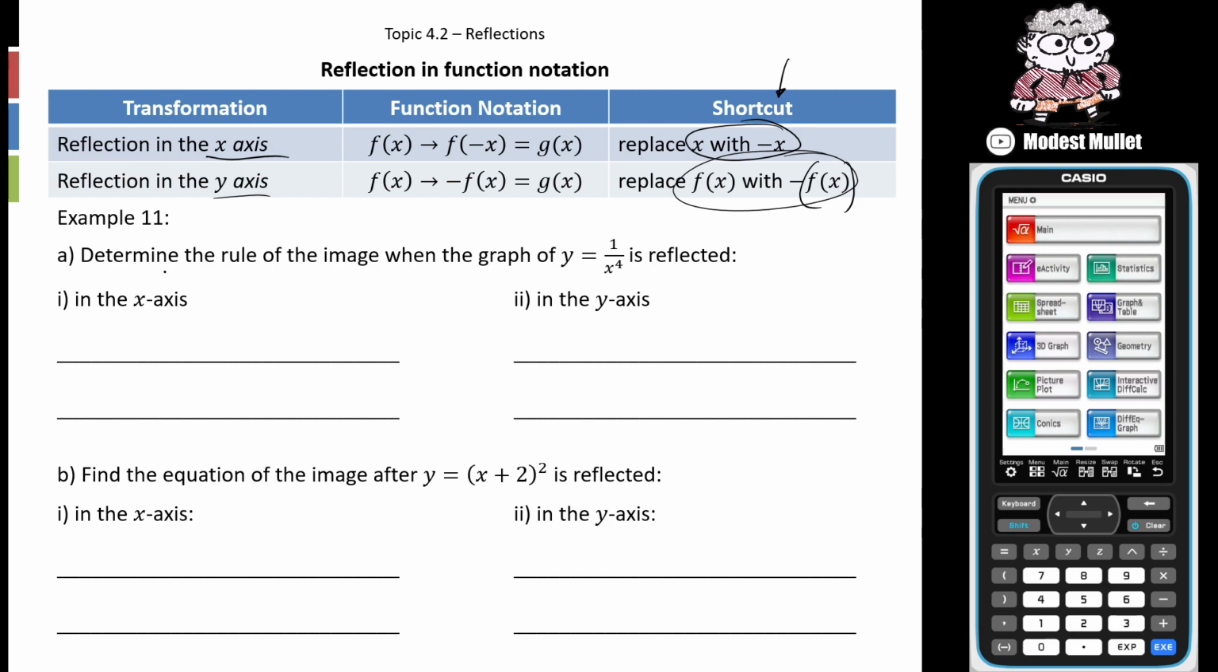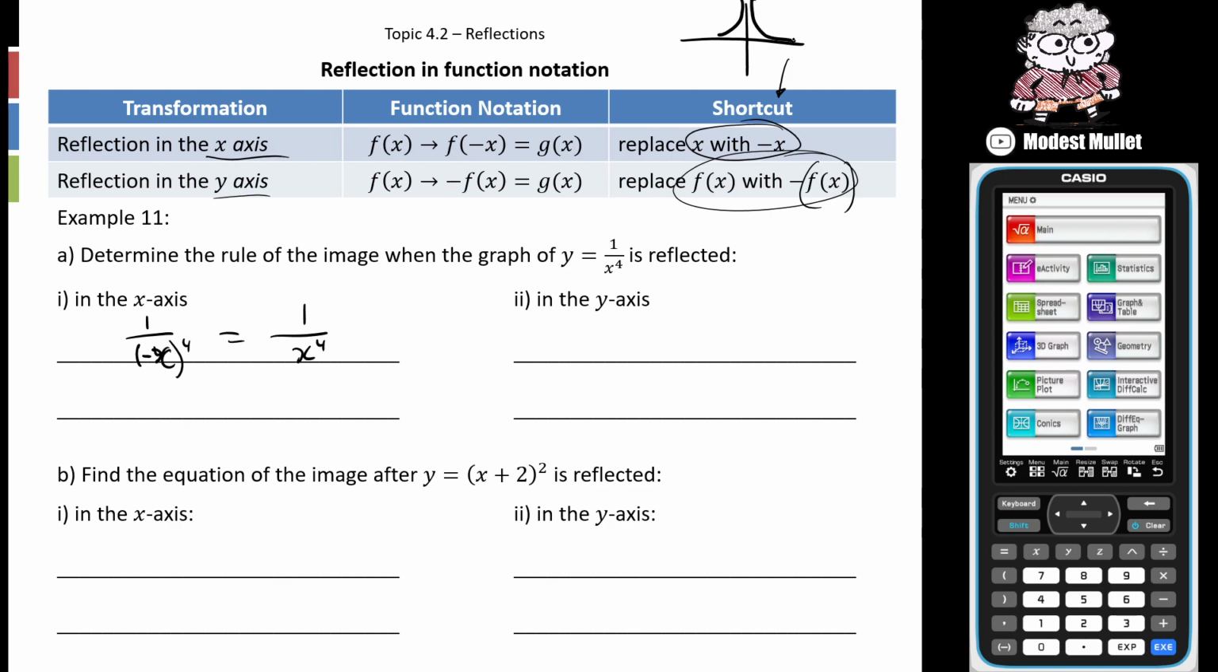Okay. So, really quickly, let's have a go. Determine the rule of the image where the graph of y equals 1 on x to the 4 is reflected in the x-axis. So this just becomes 1 on, replace the x itself, negative x all to the power of 4. Because a negative to an even power will actually become positive, in this case it is going to become the same. It actually stays the same graph, because 1 on x to the 4 is just a steeper version of a truncus.